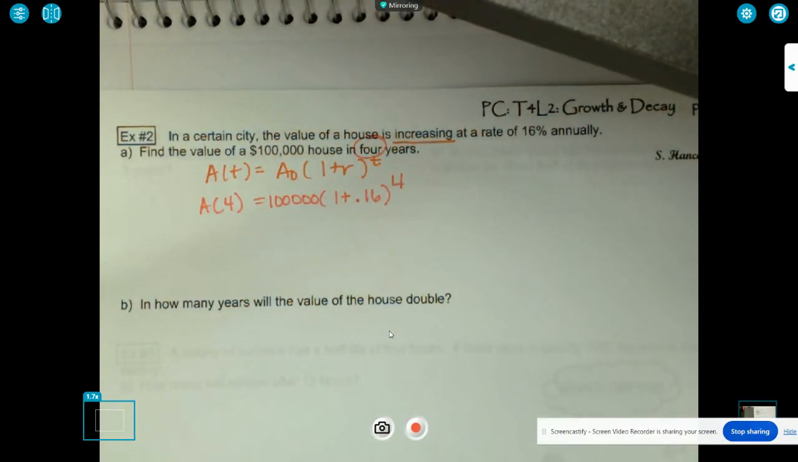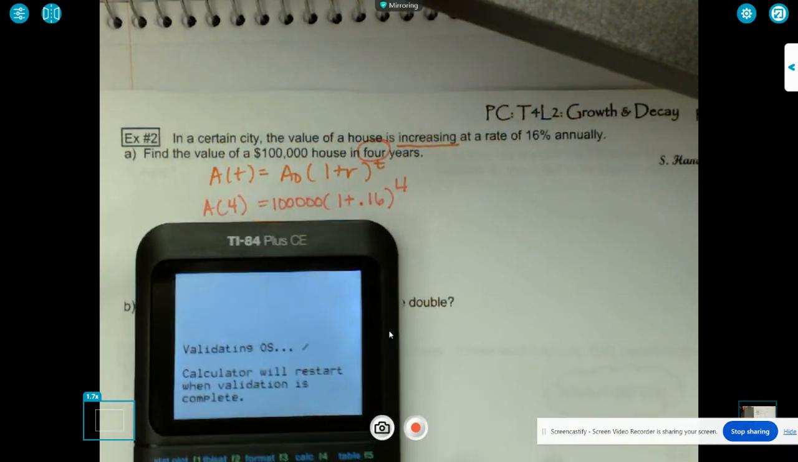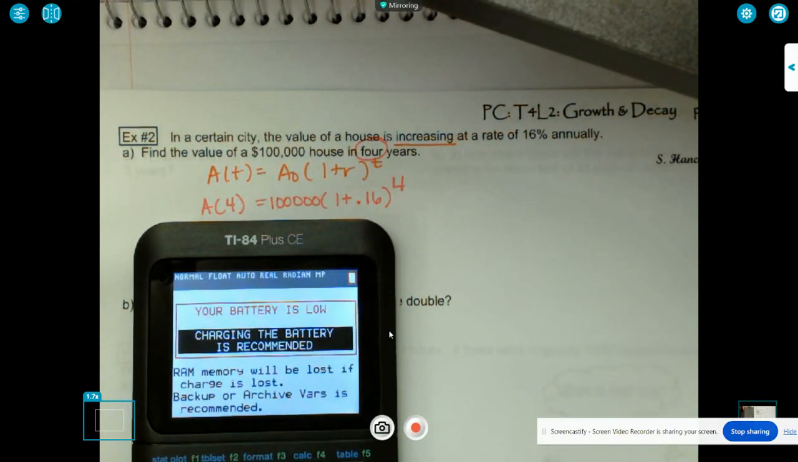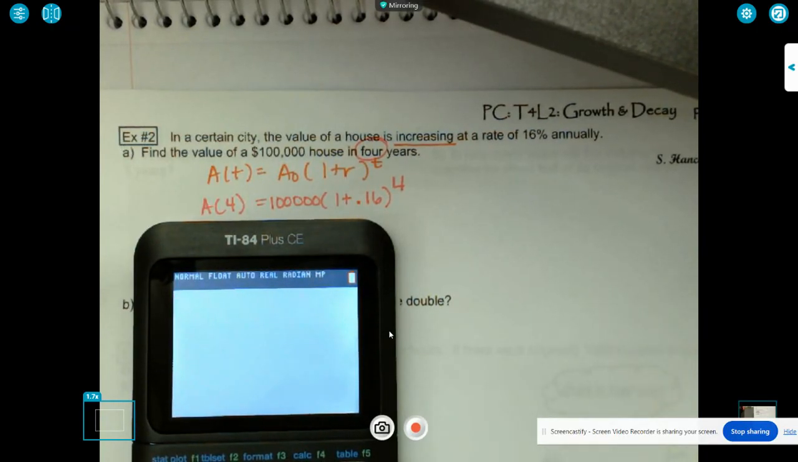I don't have a calculator. There we go. Oh, we restarting. Okay. How's my battery low? What we got?